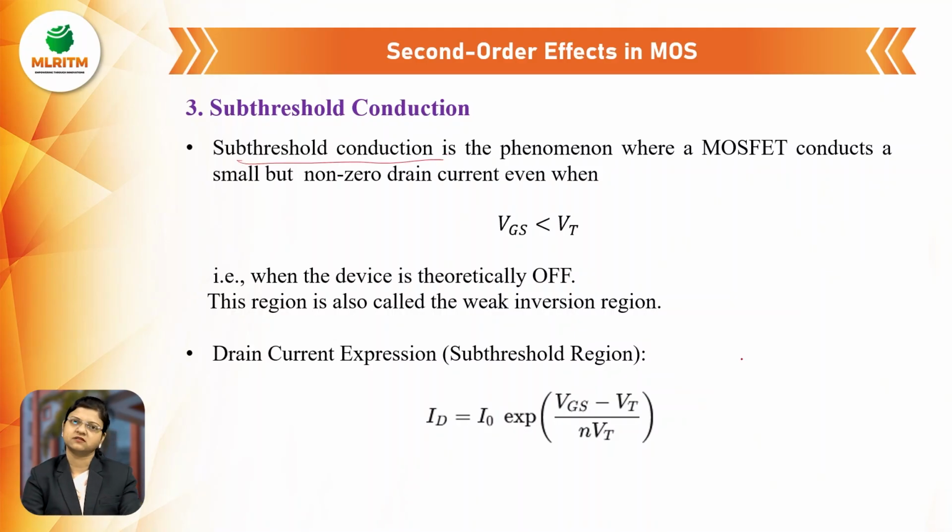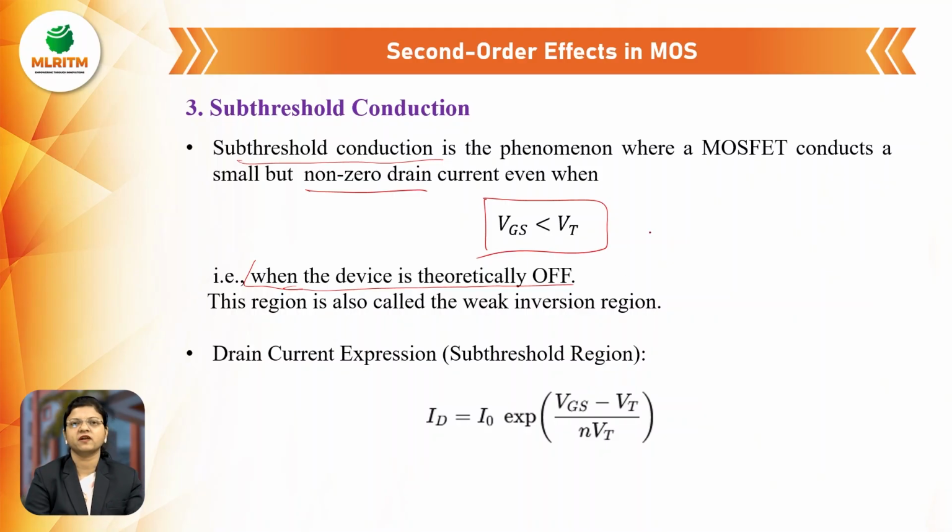Subthreshold conduction is the phenomenon where the MOSFET conducts a small but non-zero drain current. A very negligible drain current flows when the condition is VGS less than VT. Ideally it should not be there and current will be 0, but in the practical, non-ideal case, it won't be 0. There is some leakage current flowing through the device when VGS is less than VT. Theoretically the device should be in the off condition, but it is not.